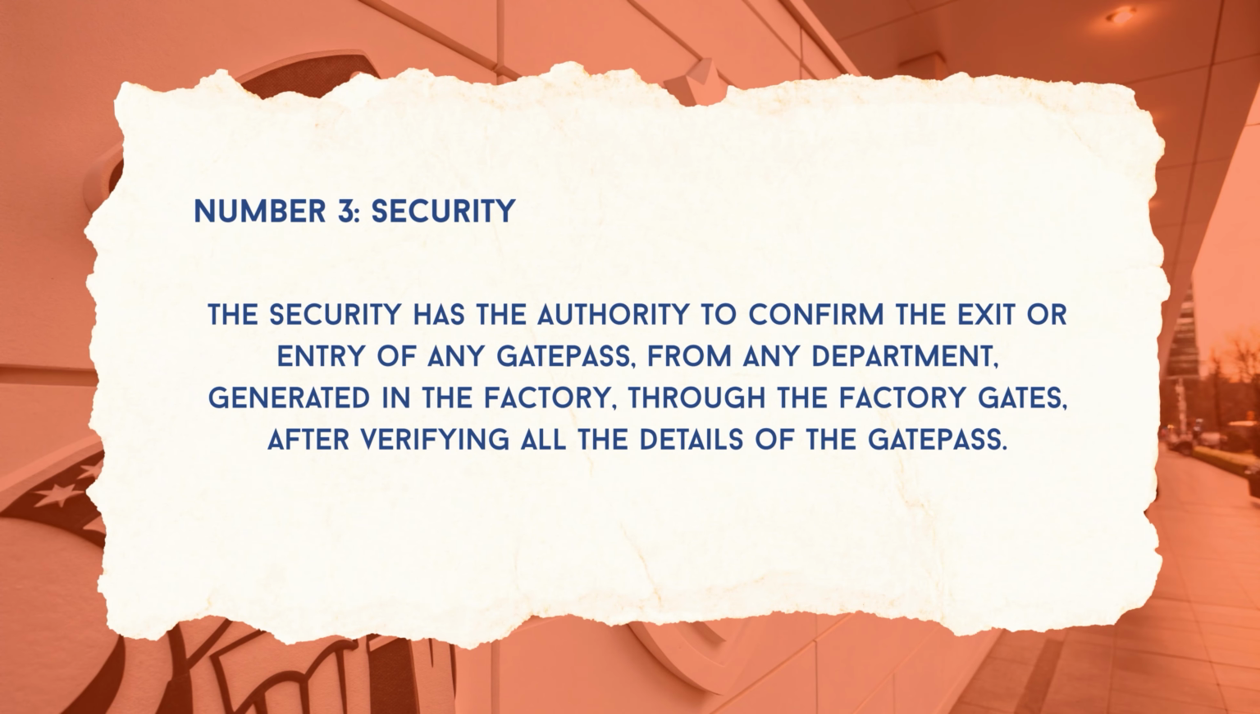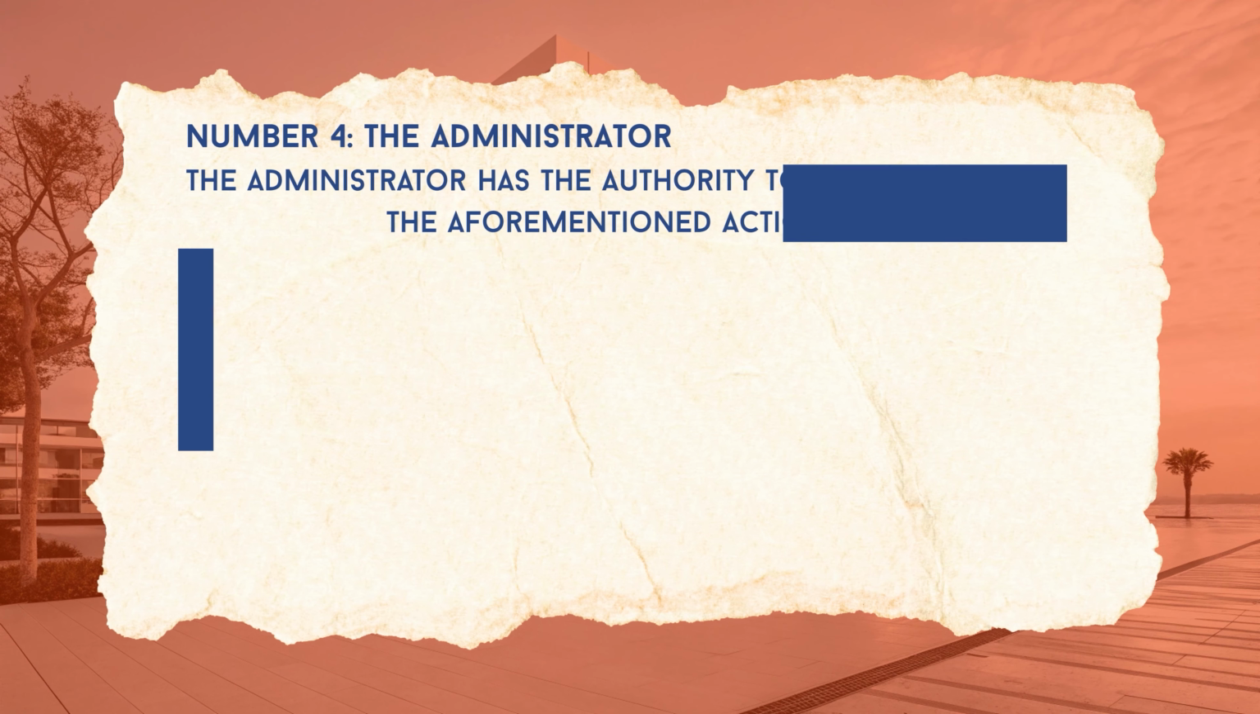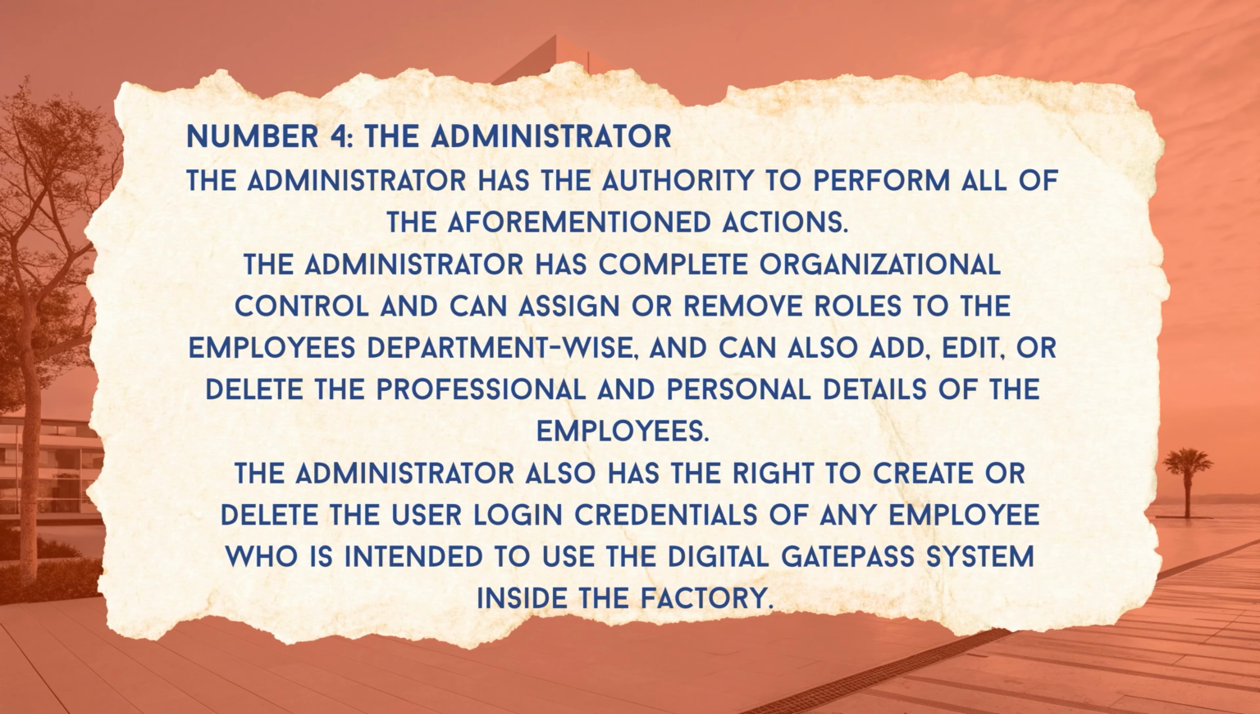Number 3. Security. The security has the authority to confirm the exit or entry of any gate pass from any department generated in the factory through the factory gates, after verifying all the details of the gate pass. Number 4. The administrator. The administrator has the authority to perform all of the aforementioned actions.